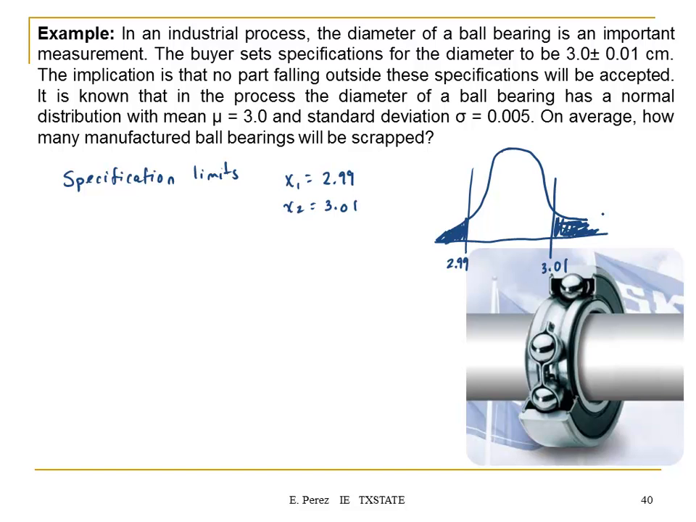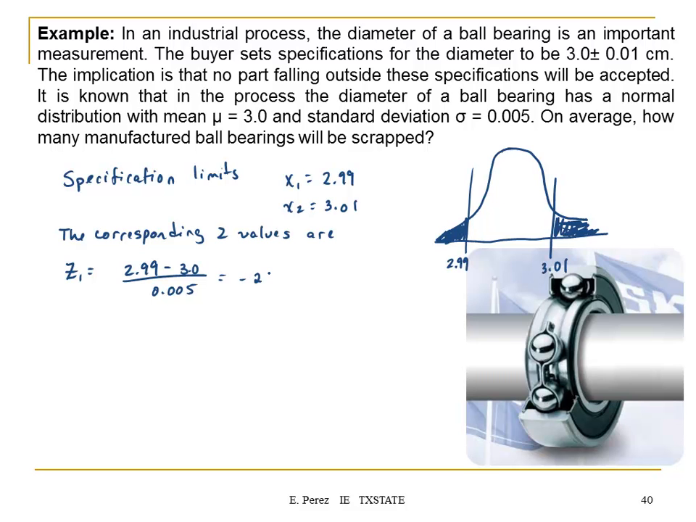So we have the values of X. We know that the process is normal, so we can use the transformation of the normal to solve the problem. So the corresponding Z values are: Z1 equals 2.99 minus the mean, which is 3, divided by the standard deviation, and that is equal to minus 2.